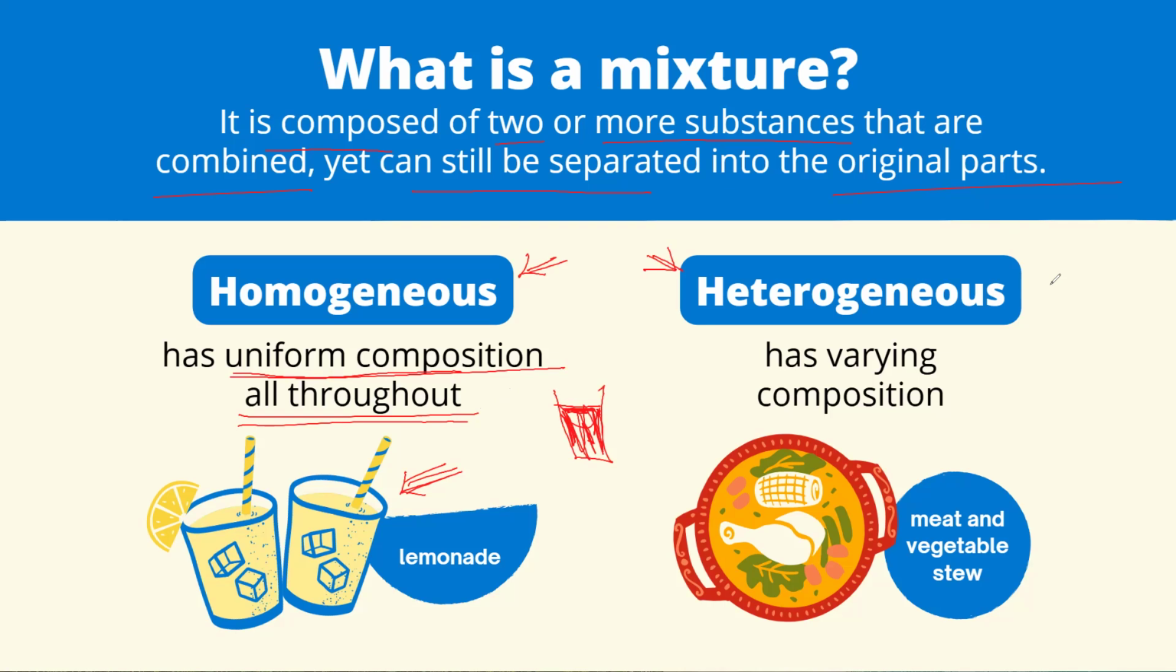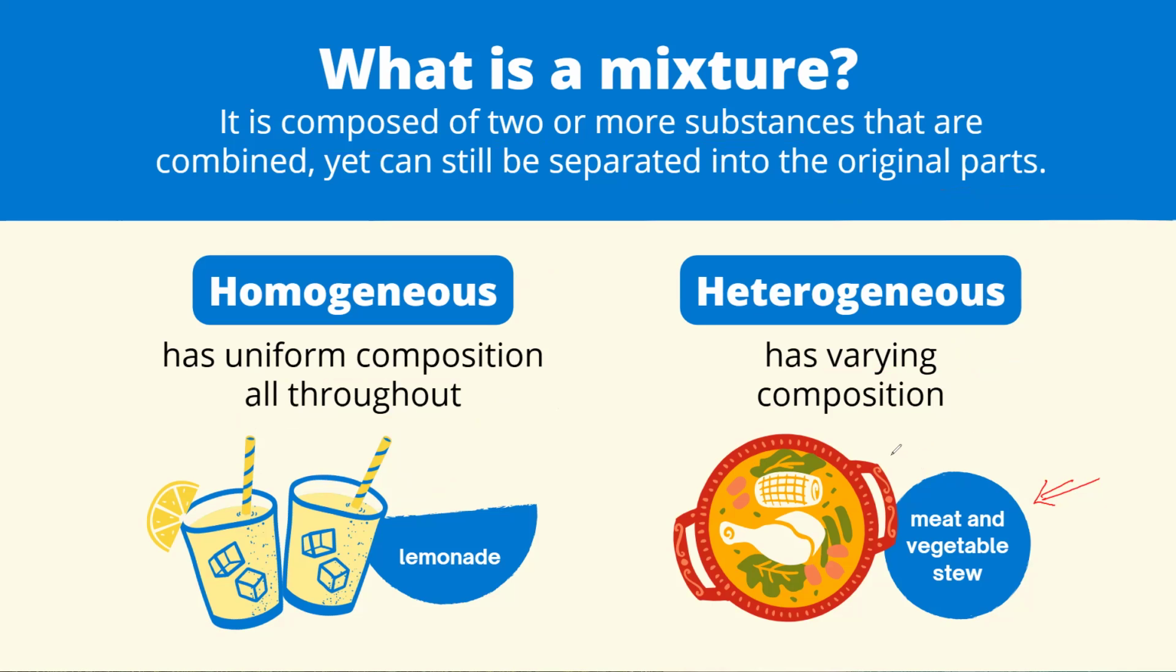So coming to the heterogeneous kind of mixtures, the heterogeneous mixture is a kind of mixture that has a varying composition. Do you know the meaning of this word varying? Yes, sir. Different. Thank you very much. That means it is different. It changes as time goes on. So here is a very good example of a heterogeneous mixture, meat and vegetable stew. I'm sure you know vegetable stew. Yes, sir.